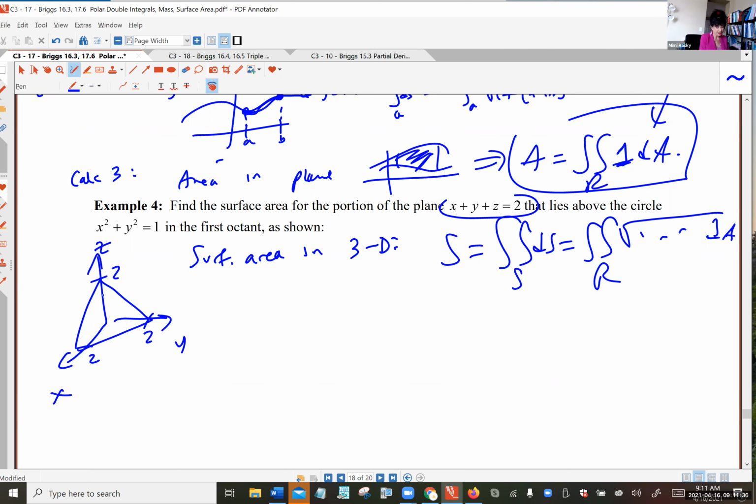You're not being asked to find this surface area. Careful, that's not what they're asking. No, because then you could just use your area of a triangle and skip any double integrals.